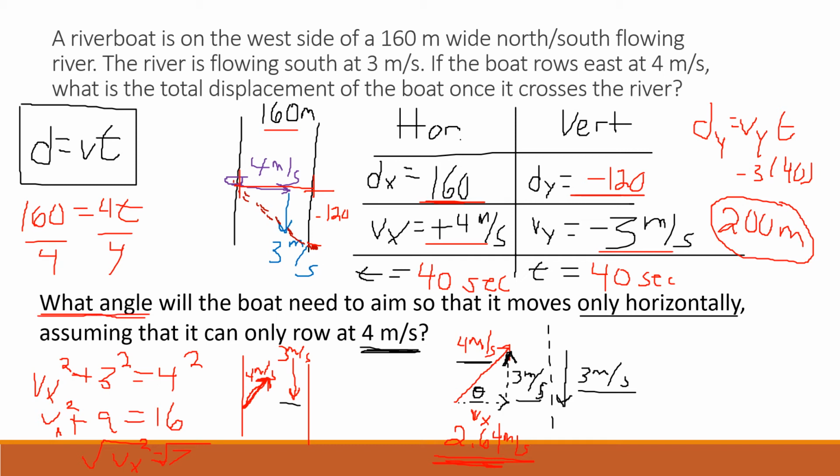But I didn't want that. I wanted this angle. So from this angle, I know the opposite and I know the hypotenuse. So I'm going to do inverse sine of that angle of opposite over hypotenuse. When I take the inverse sine of 3/4, I get 48.59 degrees.